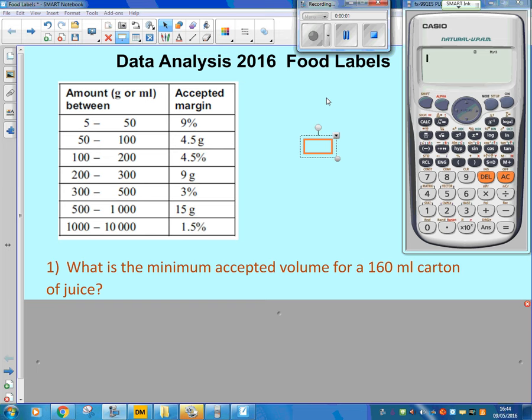Analysis 2016 questions on food labels. They start reasonably straightforward, but they do get harder.